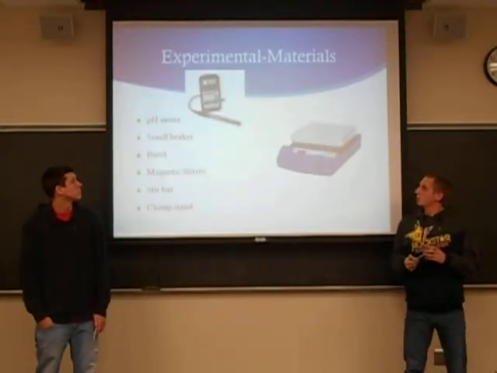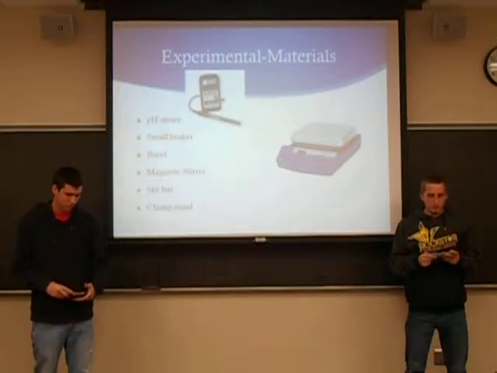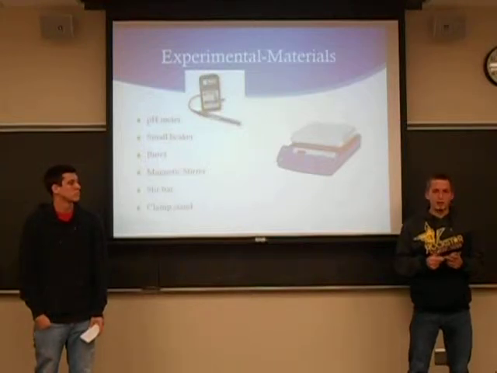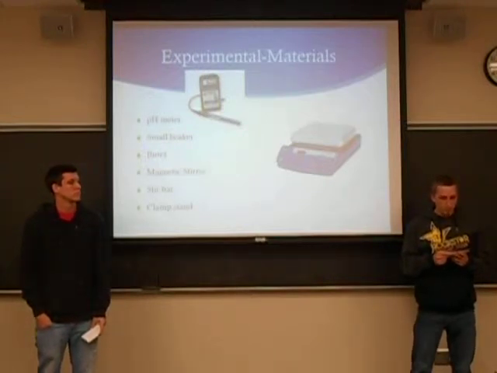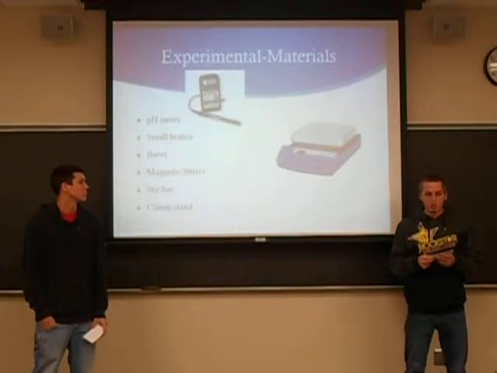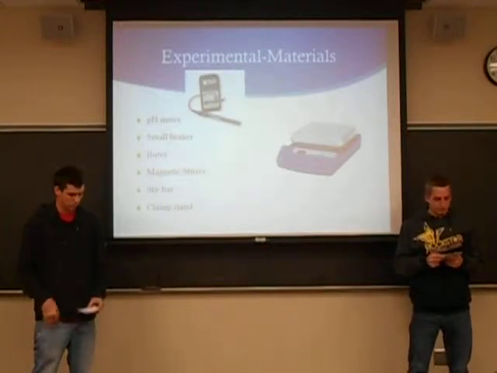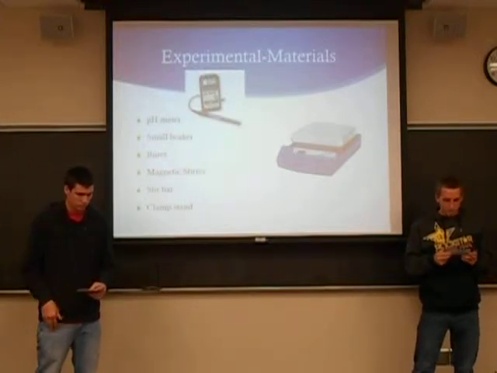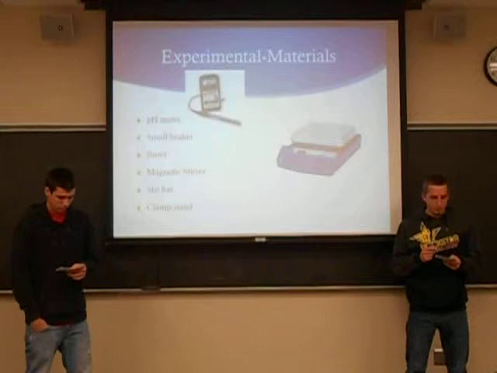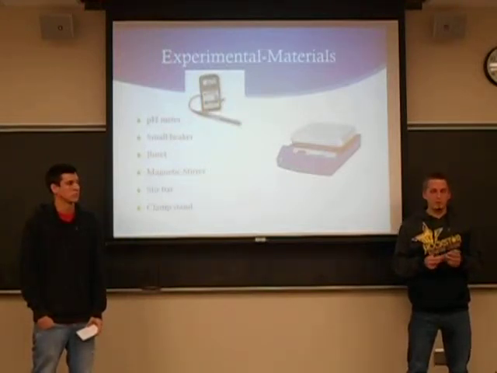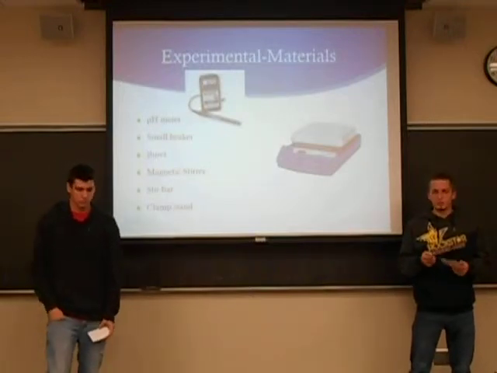And the materials, we used a pH meter, which is an electronic device used to measure the pH of a liquid, and it consists of a special measuring probe called a glass electrode, a small beaker used to hold the acid solution, and a burette used to dispense a solution into another chemical solution. For this experiment, we used it to dispense the strong base into the acid. And we used a magnetic stirrer to stir the solution, and you put a magnetic stir bar into the solution, and when you turn on the magnetic stirrer, it stirs the bar rapidly to ensure that the solution is stirred.